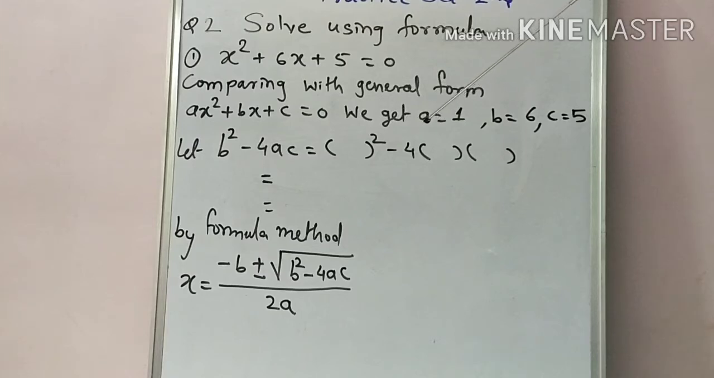so like this, here we write down the values of a, b and c. a is the square term's coefficient 1, b is here 6, and the value of the constant term c is 5. Okay, so according to the formula, the formula is minus b plus or minus square root of b square minus 4ac upon 2a. What we do here, students, we first get the value of the discriminant.